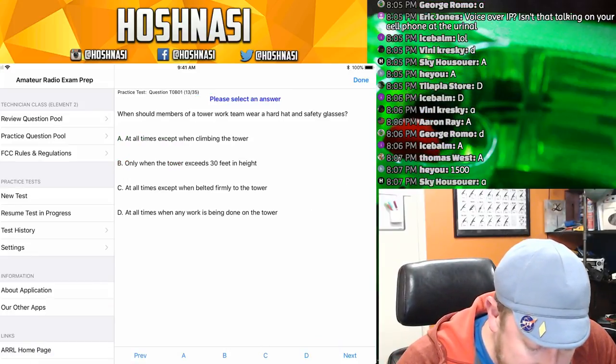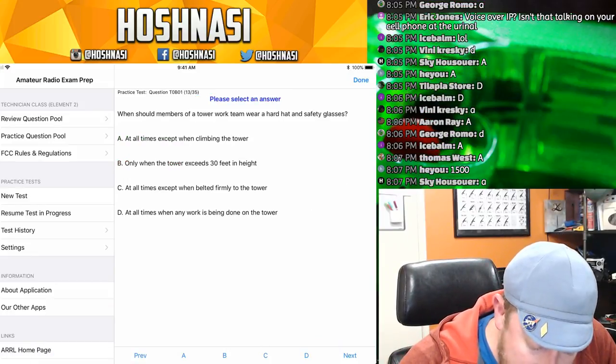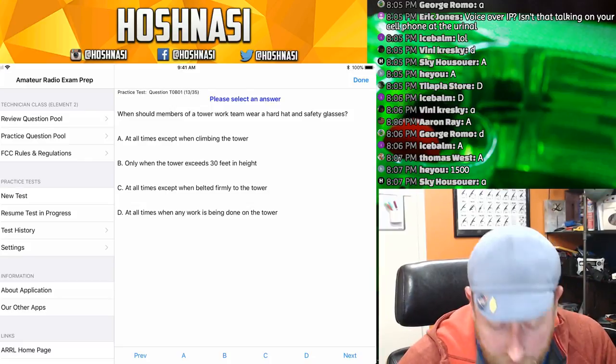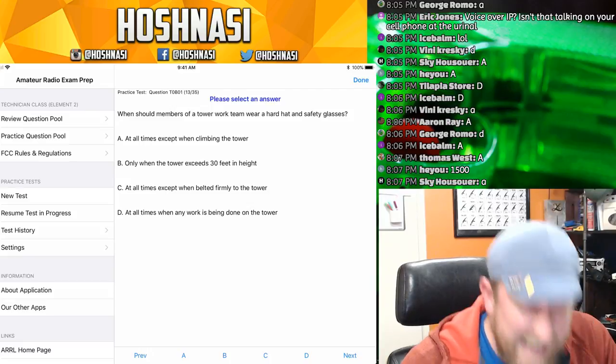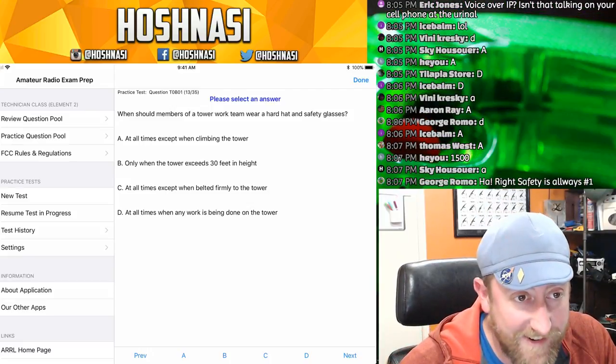What should members of a tower work team wear? A hard hat and when? I like that. At all times except when climbing the tower.